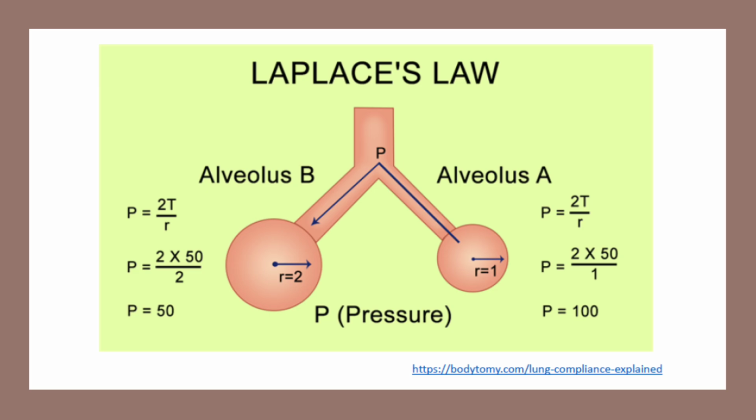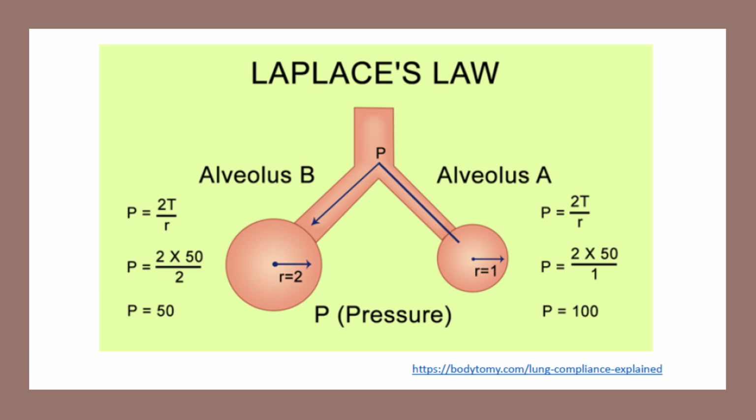Now, how the surface tension is lowered by the surfactant can be explained by Laplace's law. Laplace's law states that the pressure in a spherical structure is equal to twice the wall tension divided by the radius, that is P = 2T/R. Okay, where P is the pressure required to keep the spherical structure patent, T is the surface tension, R is the radius. And from this picture, it is obvious that if the radius is greater, then the pressure required to keep it patent is lesser. So it is P equal to 50 on the left hand side.